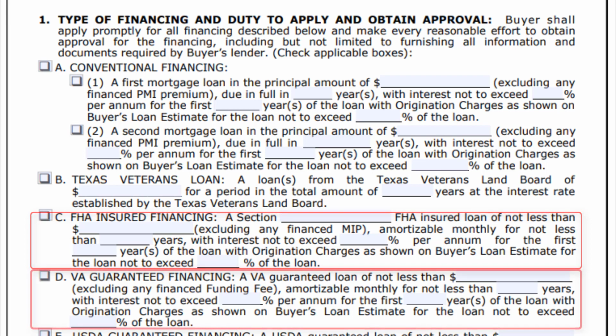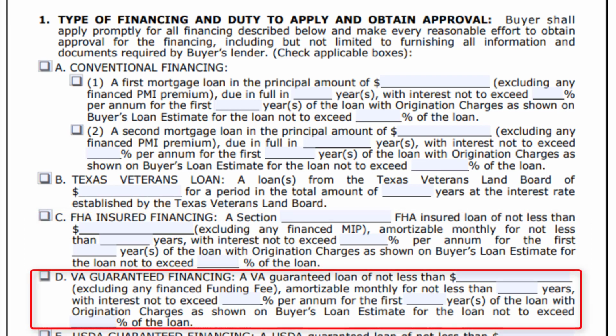And then we move on to VA guaranteed financing. A VA guaranteed loan of not less than, again, the amount you're financing, amortized monthly for not less than the number of years of the loan, with interest not to exceed your interest rate per annum for the first blank number of years. Or if it's going to adjust, it's going to be shorter, but if it's the same interest rate for the whole loan, it's going to be the same number of years in both blanks. With origination charges as shown on buyer's loan estimate for the loan not to exceed a blank percentage. Again, we see some redundancies here in this section.